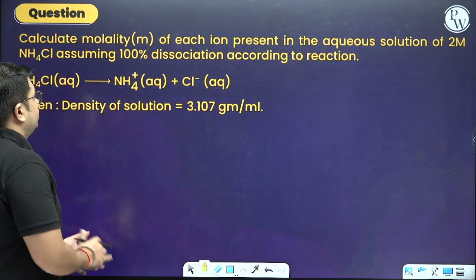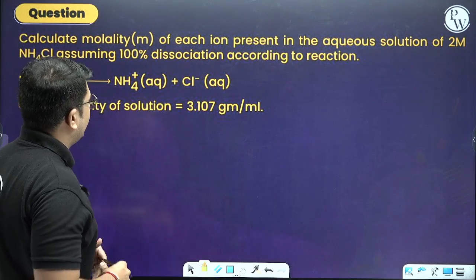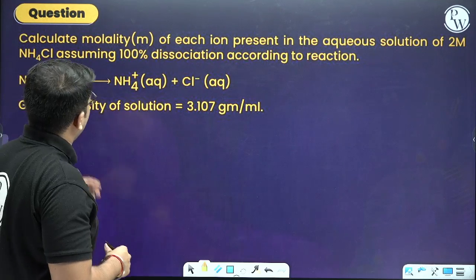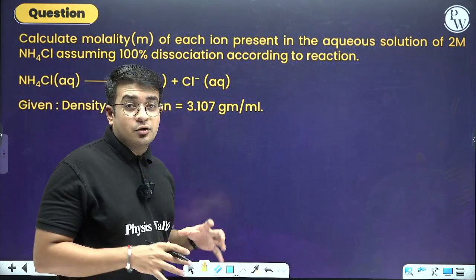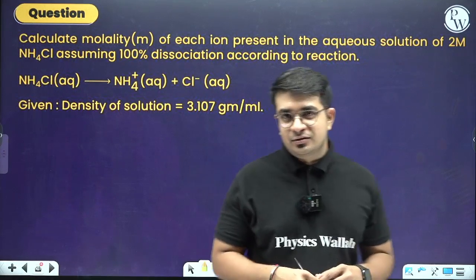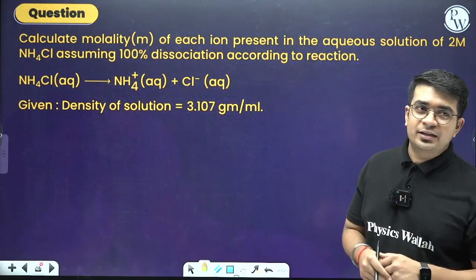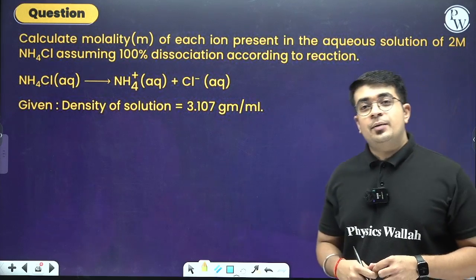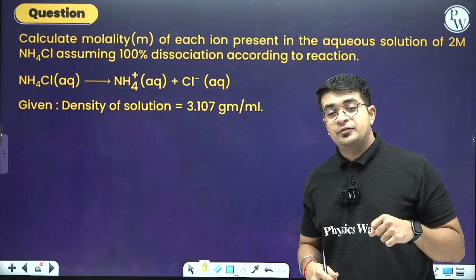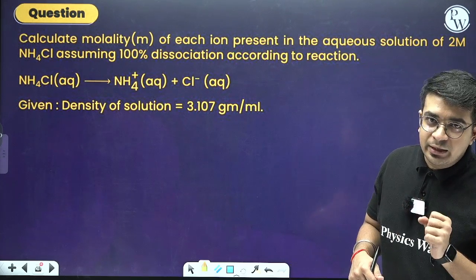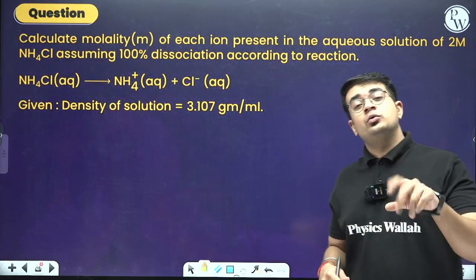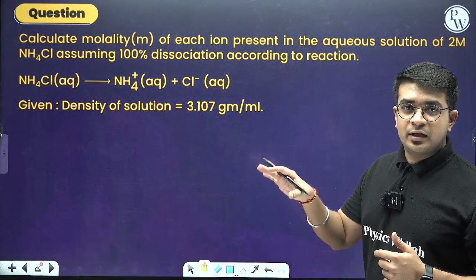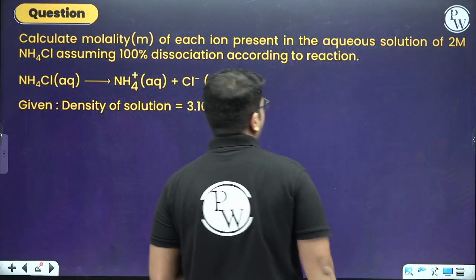Let's talk about one question. The question says, calculate the molality of each ion present in the aqueous solution of 2 molar NH4Cl, assuming 100% dissociation according to the reaction. Very interesting question, slightly large calculations, but the overall idea is very easy. And the density of the solution is already given, which is 3.107 gram per ml. Either you can use the concept which I told you, that you can make a 3/3 table and write down the entire formulation, or you can use the direct relation. The direct relation will be coming in the next slides, but first try to solve the entire part with the help of the 3/3 box. Will it be applicable or not? Let's find out.